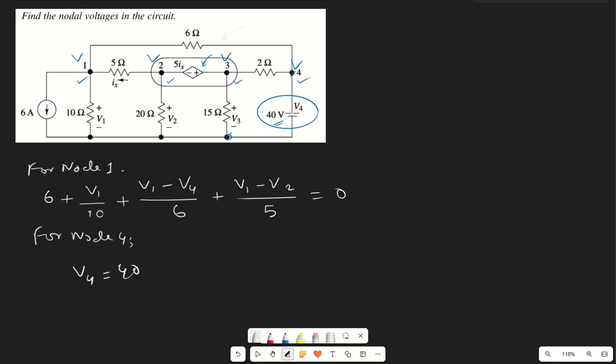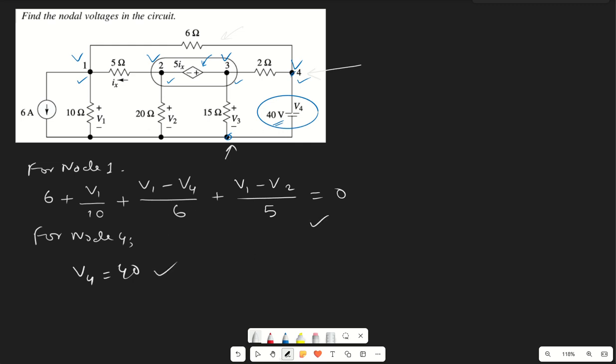Why is it not a supernode? Because one of the nodes is a reference node. So if it is a reference node, then we can directly write down the value, because the voltage at this point is 0, the voltage at this point will be V4, so the value is 40 volts. So we have two equations from this circuit.